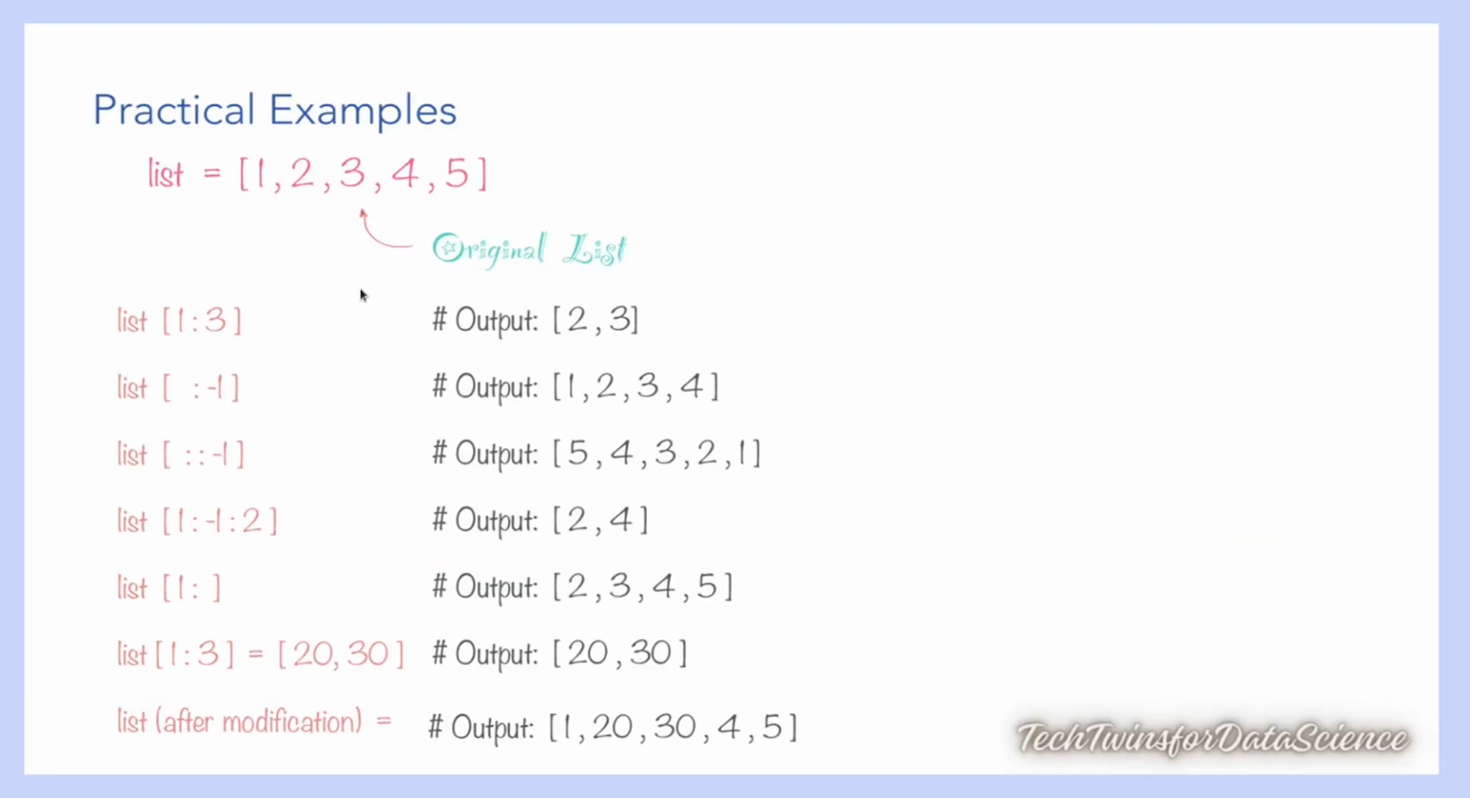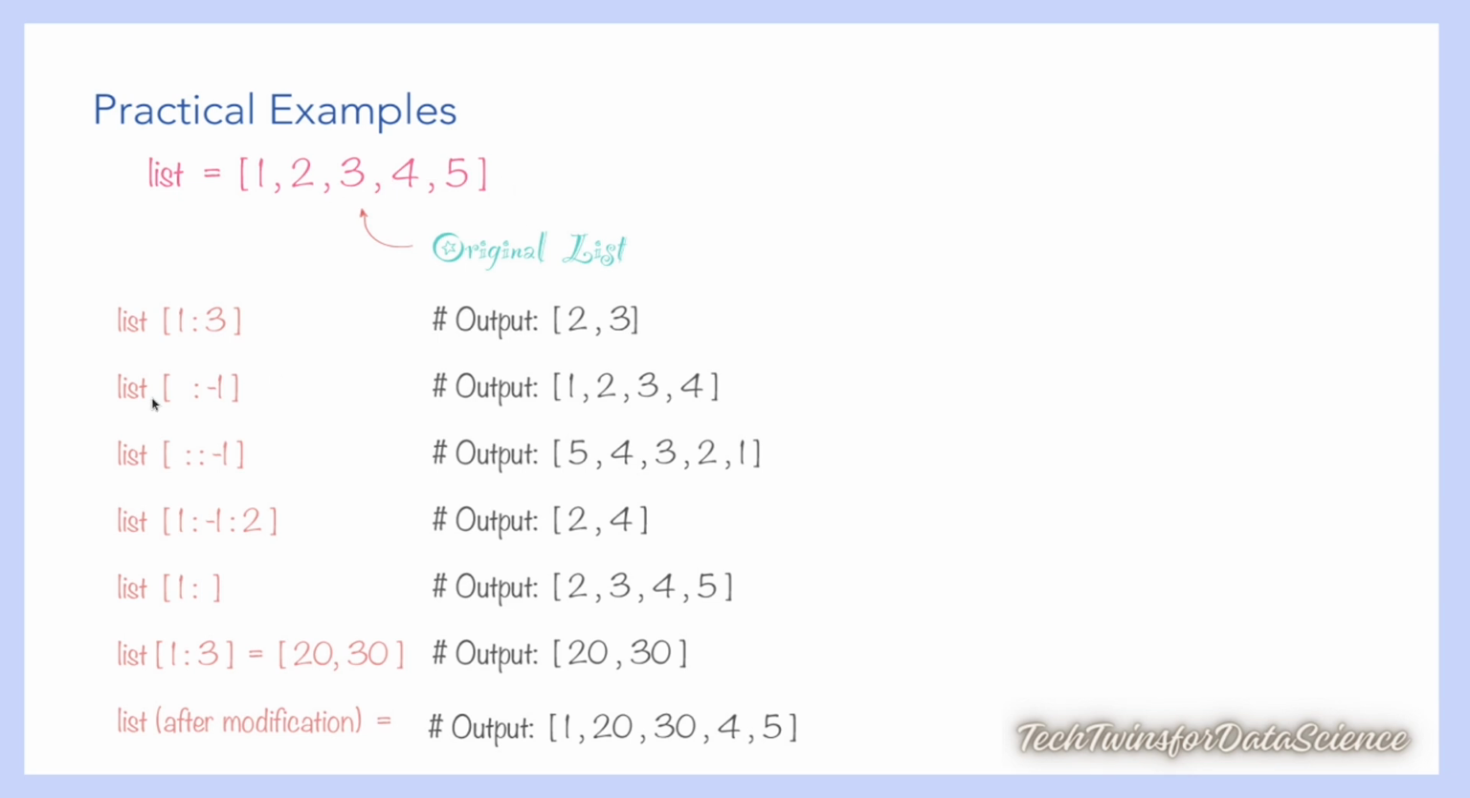Continue with our original list from 1 to 5. We have here multiple examples. So if we want to run the list from 1 to 3, so here the value 2 has index 0, index 1, and right before index 3. So that's why the output will be 2 and 3 only. This is a subset from the original list.